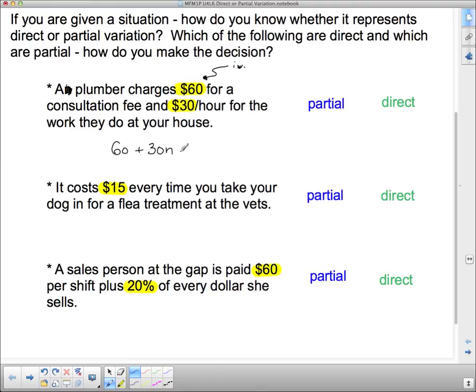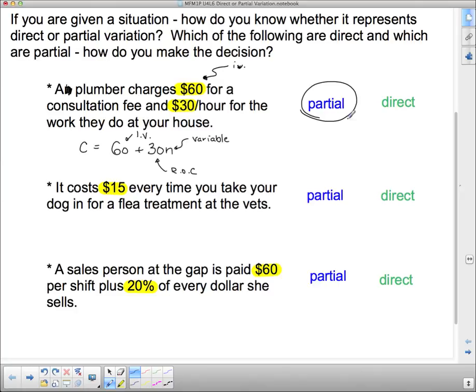So here's our equation for how much the plumber charges. $60 for that consultation fee plus $30 for every hour. So what we have here is the cost of the plumbing equals the $60, which is the initial value, I'm going to say IV, this $30, which is the rate of change, and then this n is our variable. Now, since there is both an initial value and a rate of change, this is most definitely partial variation. Let's take a look at the next one.